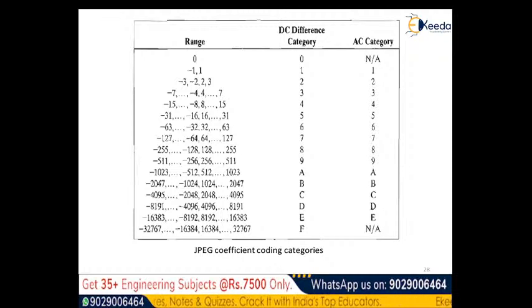For the first entry the AC category is not applicable, and then we have again 1, 2, 3, 4, 5, 6, 7, 8, 9, capital A, B, C, D, E, and then not applicable here. After that we have the JPEG default DC code here for the luminance case.